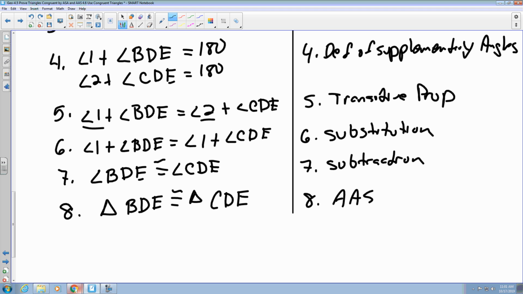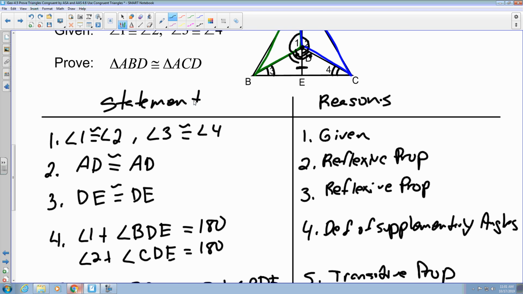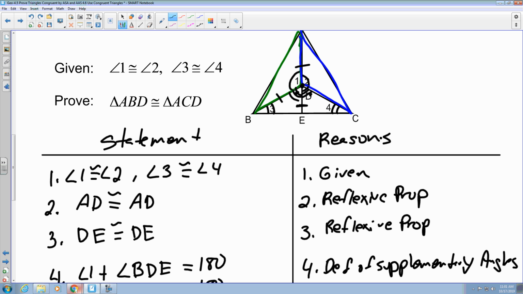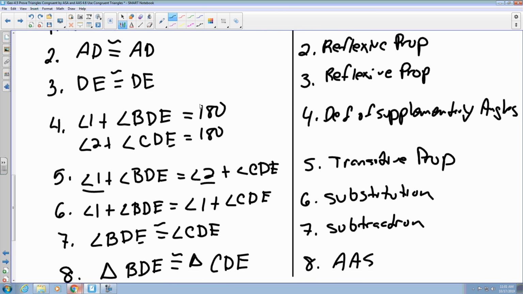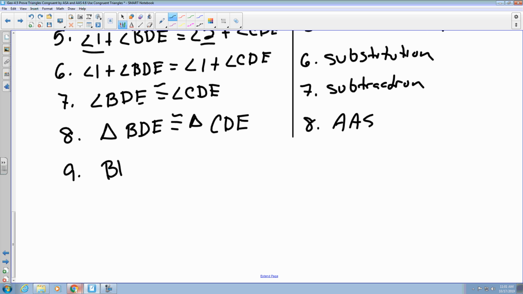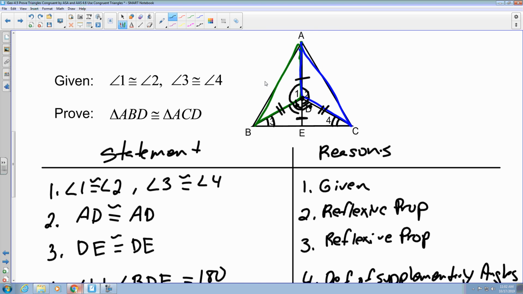Why is showing that those two triangles are congruent important? Well, now I can say that BD is congruent to DC, and that comes from corresponding parts of congruent triangles are congruent. Now that I have that statement in mind, I can look at this triangle in green and blue and say, oh, I have a side, I have an angle, and I have a side. I have enough information to prove that triangle ABD is congruent to triangle ACD.